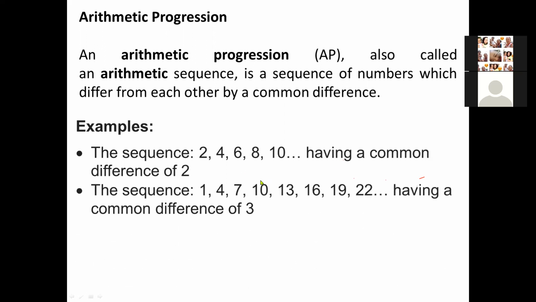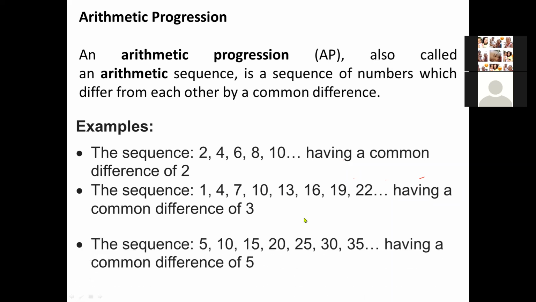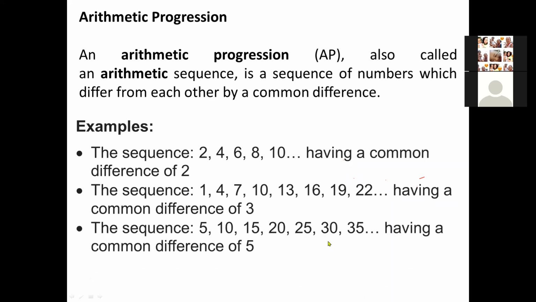Another one. 1, 4, 7, 10, 13, 16, 19, 22, then 25, and so on and so forth. Common difference of 3 naman kasi nga 22 minus 19, 19 minus 16, 16 minus 13, 13 minus 10. The difference between 10 and 7, 7 minus 4, and then 4 minus 1. Lahat sila may common difference na 3. Okay. Arithmetic progression yan. Another one. 5, 10, 15, 20, 25, 30, 35. Obviously, they have a common difference of 5. Arithmetic progression pa rin yan.